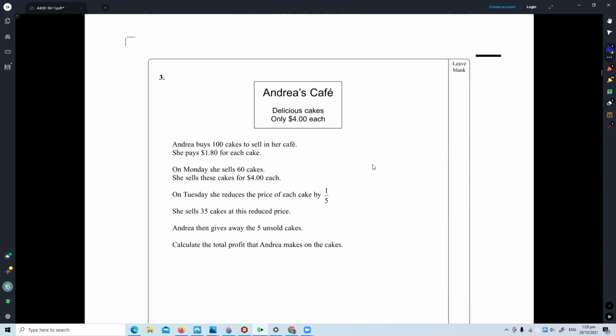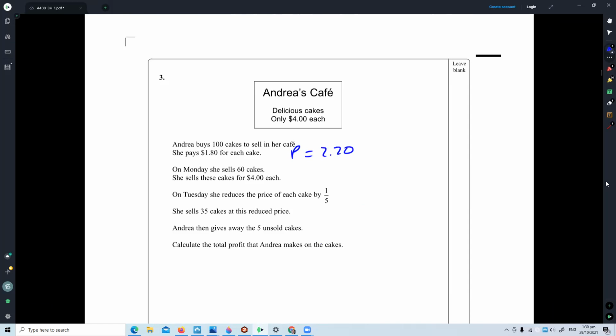Okay, Andrea's Cafe, delicious cakes, only $4 each. Okay, cool. So she buys 100 cakes to sell in her cafe. She pays $1.80 for each cake. So she's selling cakes, and you can see right away that if she buys them for $1.80 and she sells them for $4, she's making a profit of $2.20. So without really looking at the question, I'm thinking the profit is $2.20.